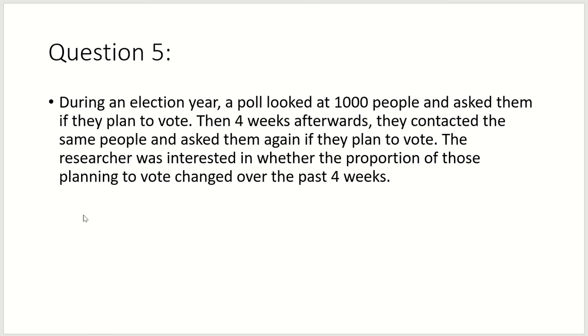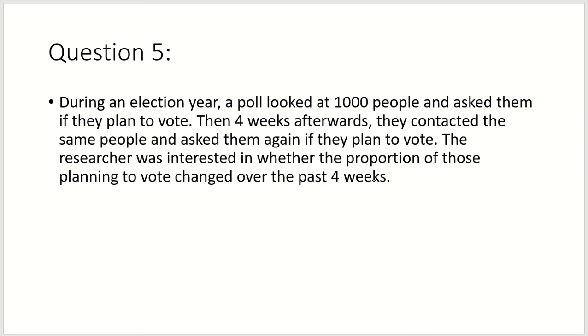Okay, question number 5. During an election, a poll looked at 1,000 people and asked them if they planned to vote. Then 4 weeks afterwards, they contacted the same people and asked them again if they planned to vote. The researcher was interested in whether the proportion of those planning to vote changed over the past 4 weeks. All right, so we have the same people. They were measured twice, before and after. And the measurement was whether they planned to vote or not. So the measurement was on a categorical outcome.